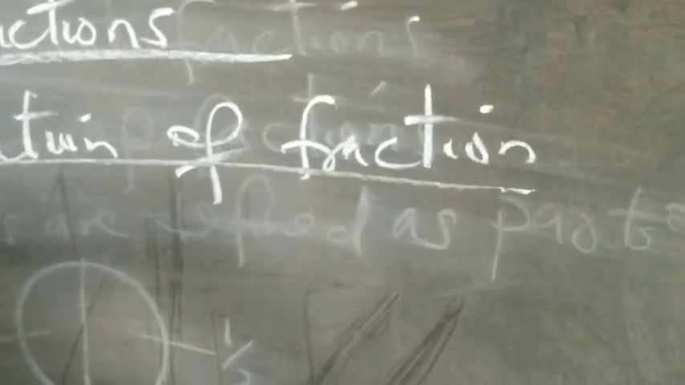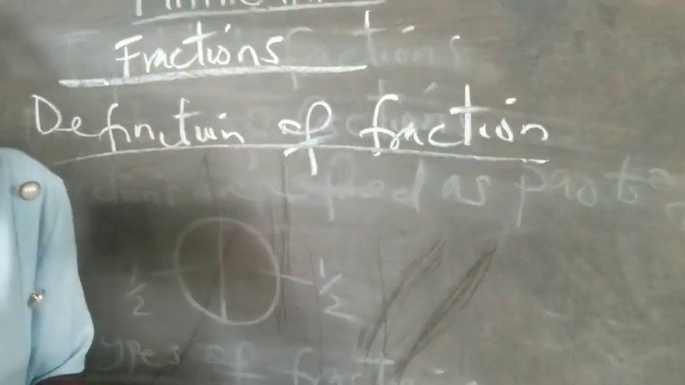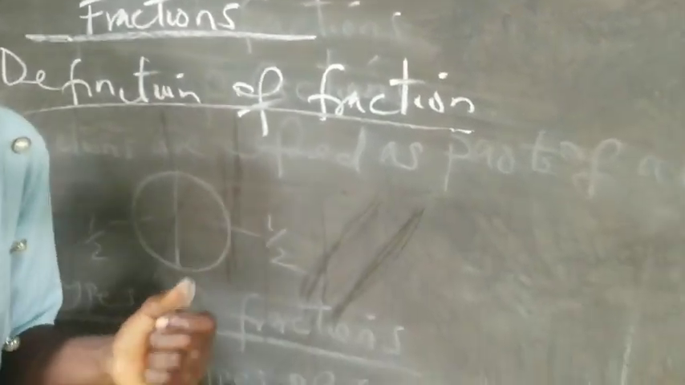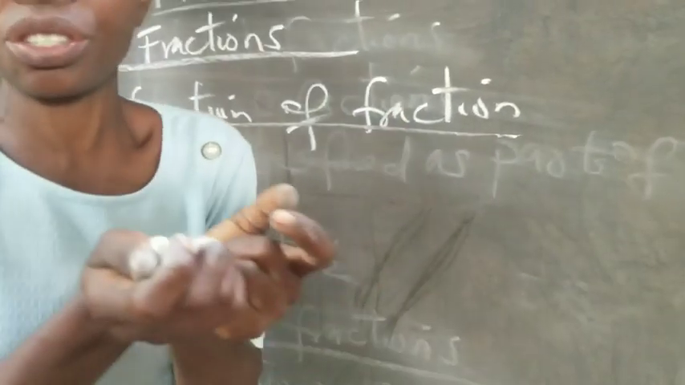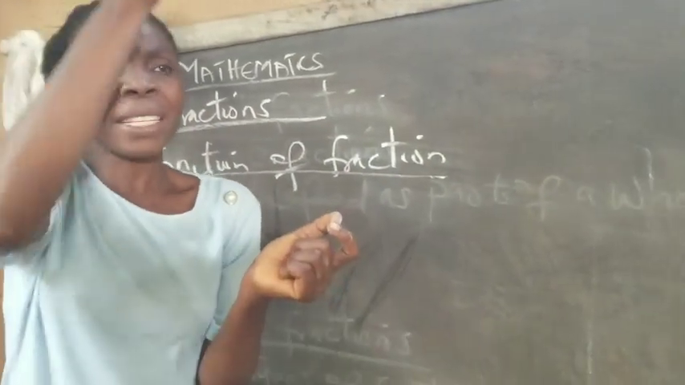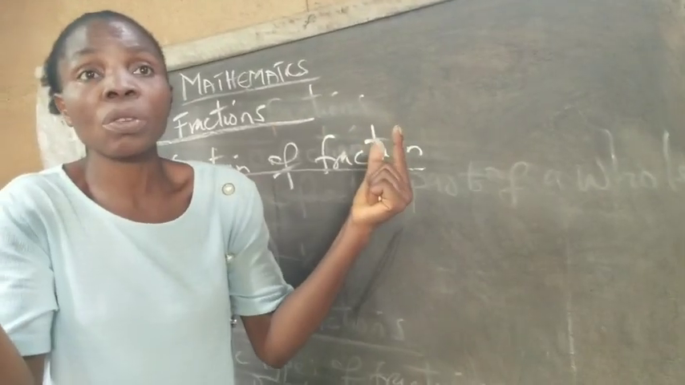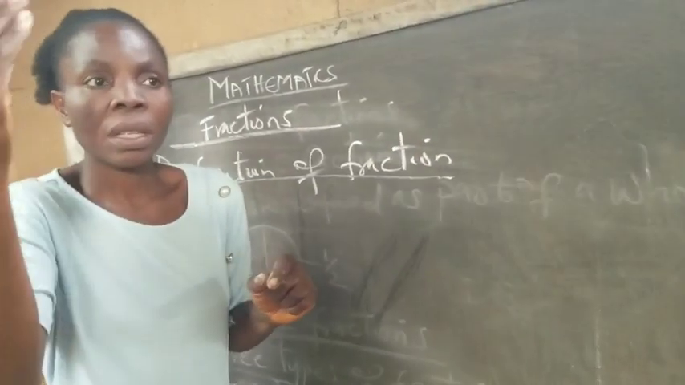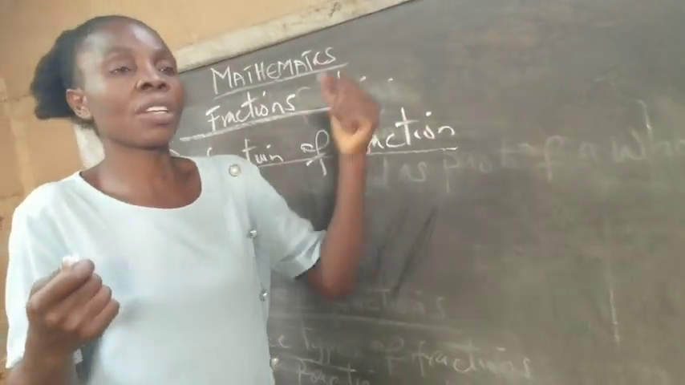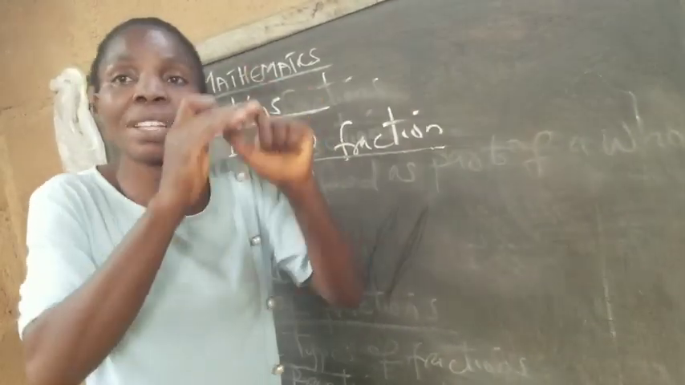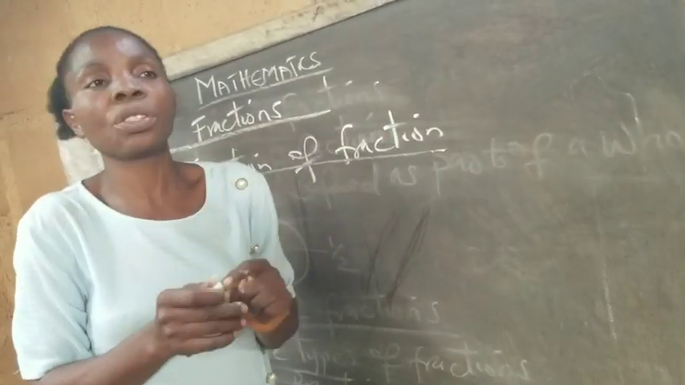What is a fraction? A fraction is simply a part of a whole. Live examples of fraction: if I bring an orange and I divide it into two equal parts, each of it is a what? Fraction. The fraction here is half and the other one is half. And when you join the halves together, you are still going to get a whole orange.